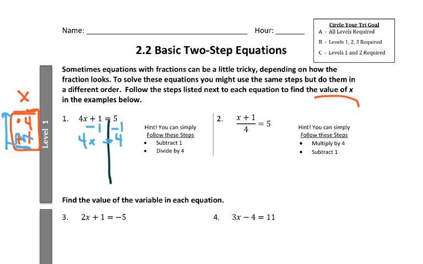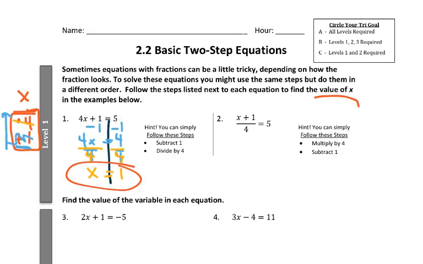So we took care of the plus 1, now we want to take care of this times 4. Well, the opposite operation of times 4 is divided by 4. Divided by 4 like that. Oh, I wanted to do that in a different color. Divided by 4, divided by 4. And that's going to leave us with, well, 4x divided by 4 is just 1x, or we can just write x, equals 4 divided by 4 is just 1. So we took care of that right there, and our answer is x equals 1.